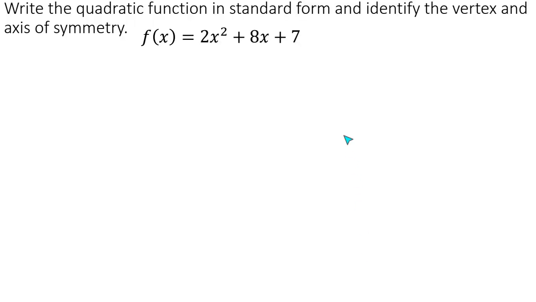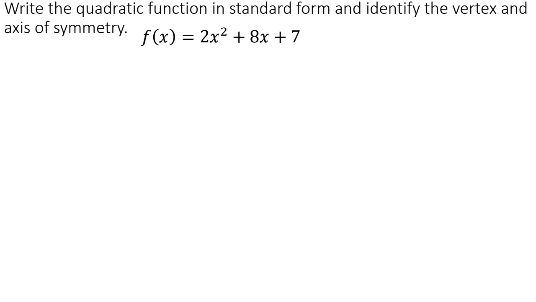Okay, so this one has a number in front, so that's good. And it looks a little bit different than the previous one, so that's always good as well. So we'll be able to see a little different situation, right? So again, your first step is ask yourself, do I have a number 1 in front of the x squared? The answer is no. So we need to factor out that 2.